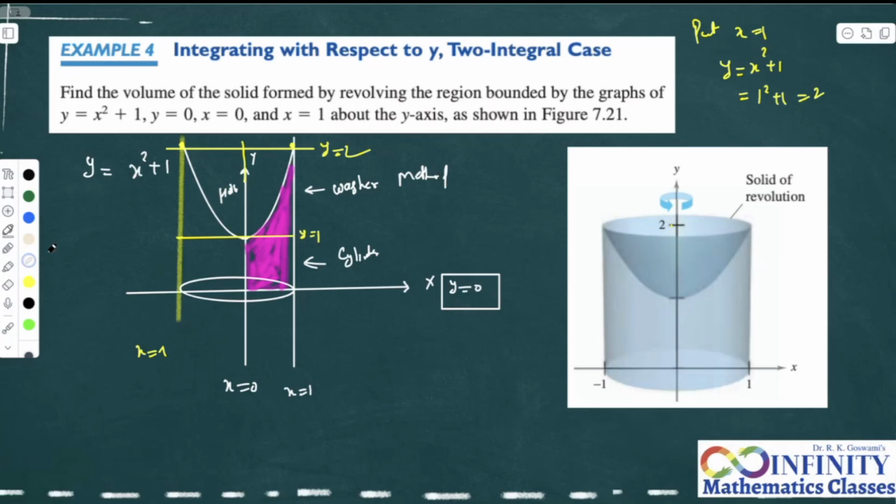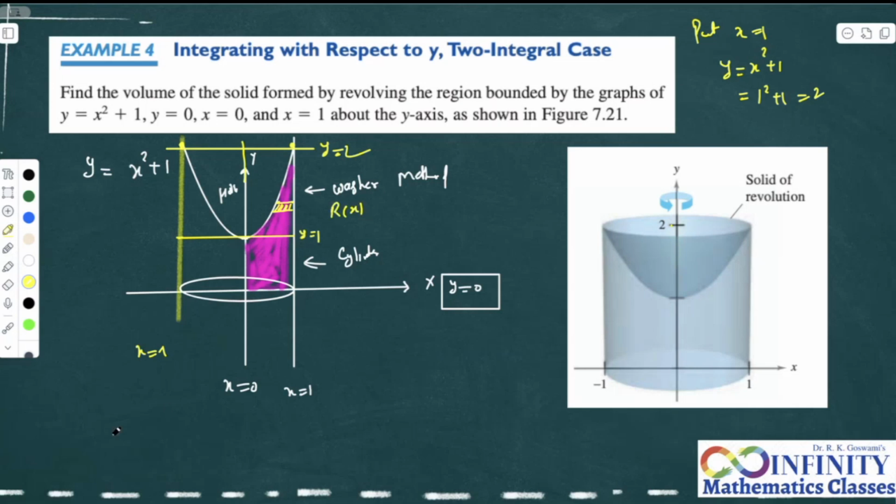In the washer method, whenever you rotate about an axis, you need to first talk about the strip. Because I'm rotating about the y-axis, my strip is going to be perpendicular to the y-axis. Any doubt there? No. So for the volume part from 1 to 2, I need the radius there.